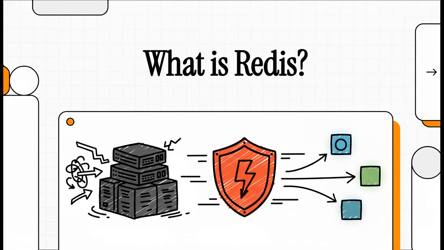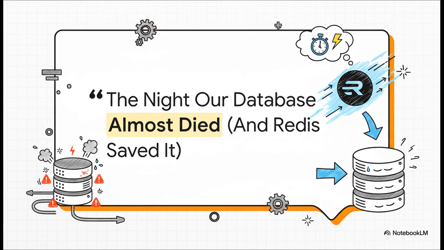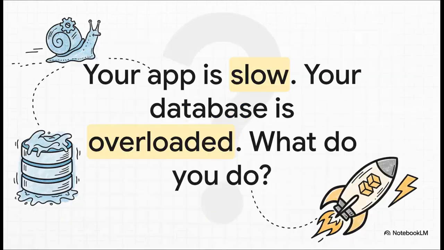We're talking about Redis. Okay, every single developer out there knows this feeling, right? It's that pit in your stomach when the app starts crawling, the user complaints start rolling in, and you can practically hear the database groaning under the pressure. It's a classic dev dilemma. Your first instinct might be to throw more hardware at it, maybe get a bigger database. But what if the answer isn't about being bigger? What if it's about being smarter and a whole lot faster?